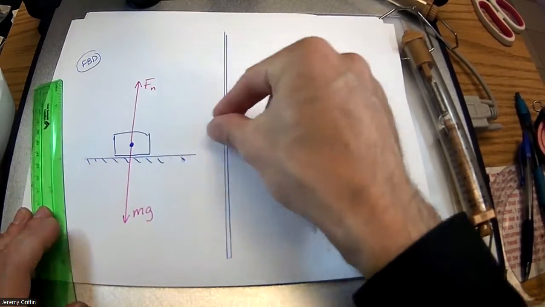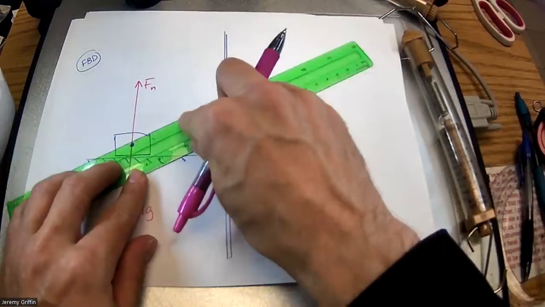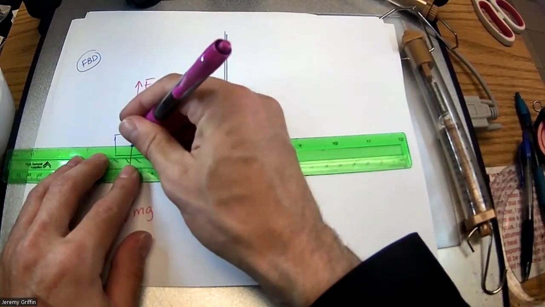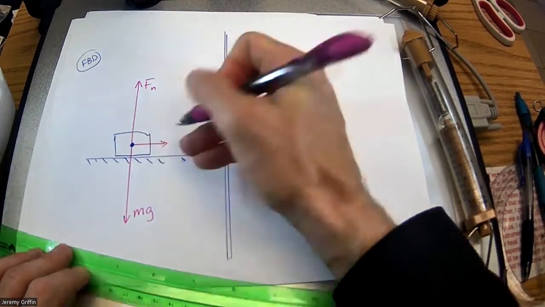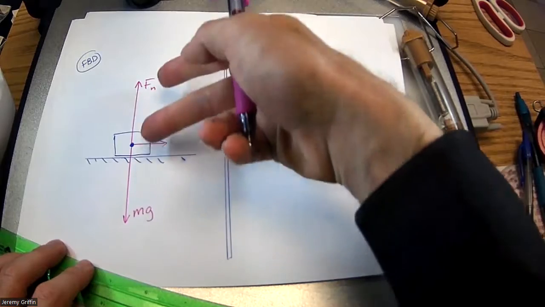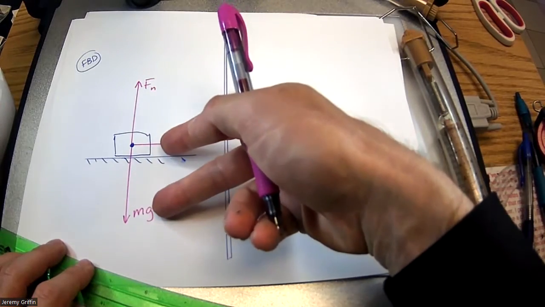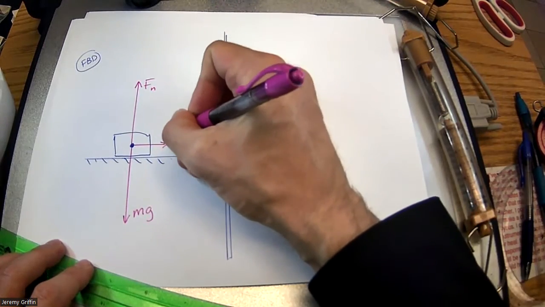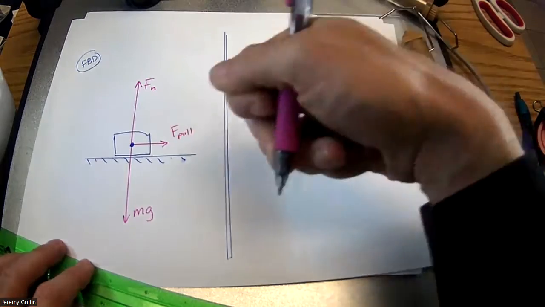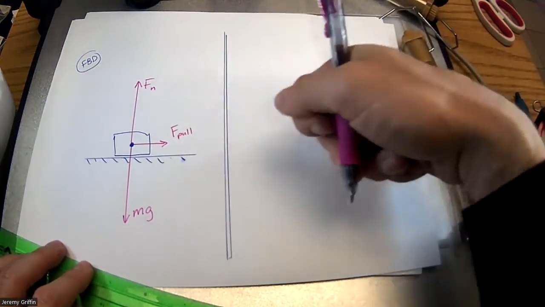Now, if I pull strictly horizontally, notice I'm not pulling up or down, I'm pulling strictly horizontally, then I'm not going to mess with the vertical forces. So the normal force will still match the weight. I'll call this F sub pull, like a pulling force. You can call it applied force. You can call it spring force because there'll be a spring attached to it somewhere.